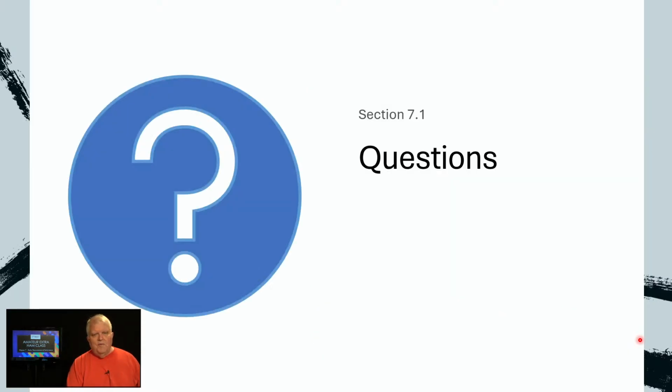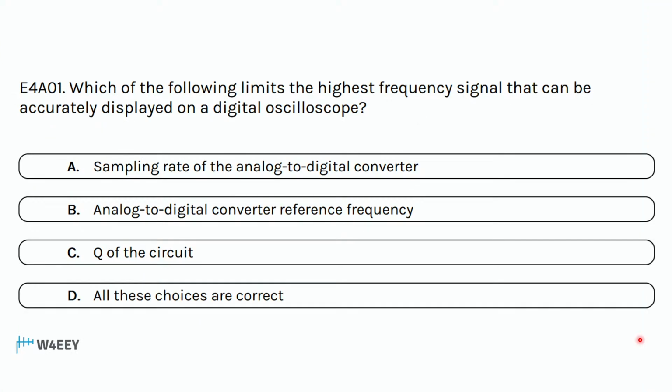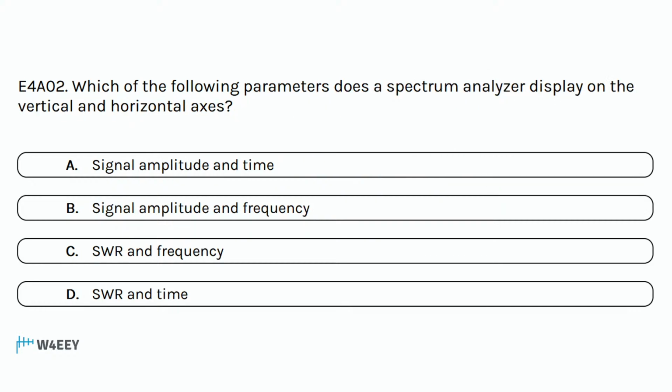All right, we made it through the first section. Let's answer some questions, and then we can take a break. Which of the following limits the highest frequency signal that can be accurately displayed on a digital oscilloscope? A. I heard an A. Do we concur? Yeah, the sampling rate of the analog to digital converter. It's got to be at least twice that of the highest frequency that you want to measure.